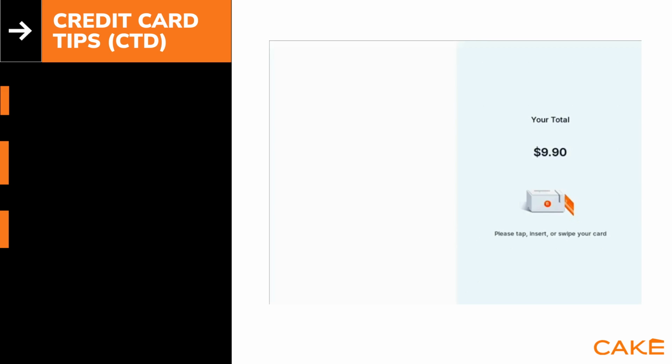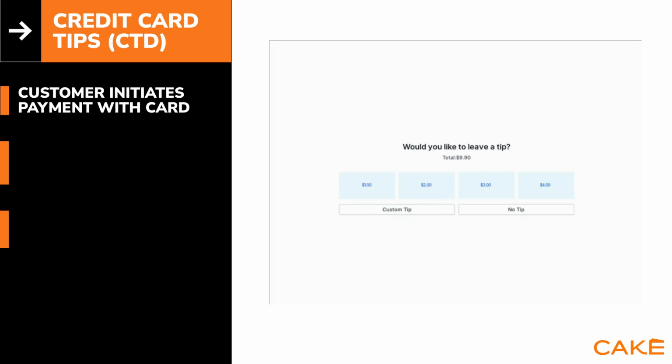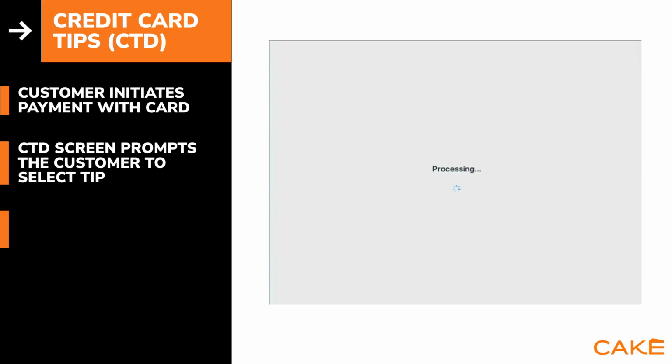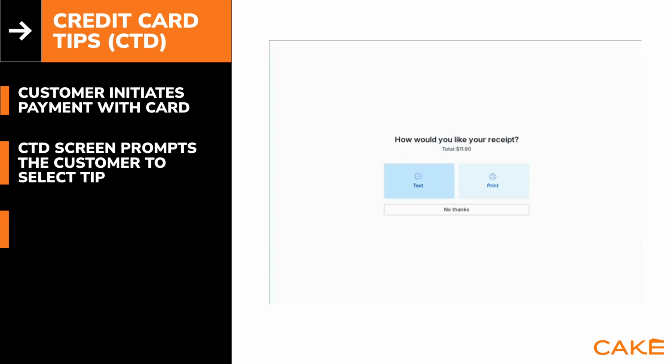If a customer pays at the POS using the Customer Touch Display (CTD), they will be prompted to select their tip amount during the transaction. First, the customer taps, inserts, or swipes their card to initiate payment. Then, the screen prompts the customer to select a tip amount. After selecting a tip, they will be asked whether they want a printed or texted receipt. The tip is automatically added to the transaction and recorded in the POS.